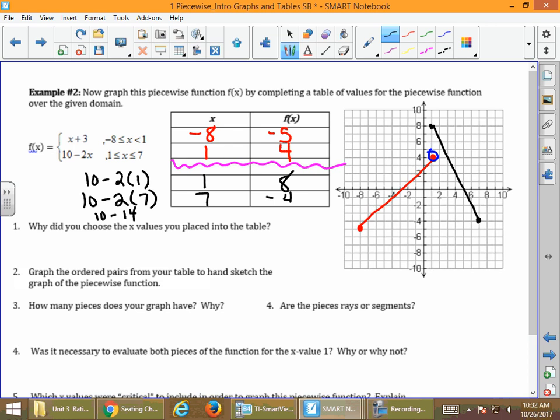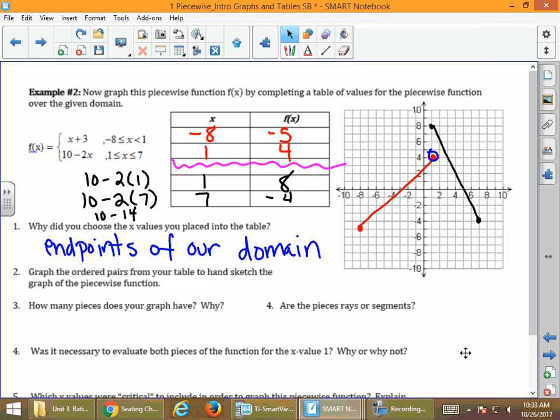And hopefully your picture looks a little bit better than mine. But why did we choose those x values that we put in our table? We chose them because they were the endpoints of our domain. We graphed the ordered pairs from the table and we sketched our function.